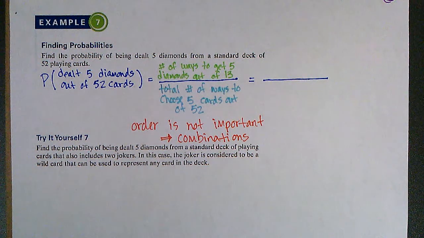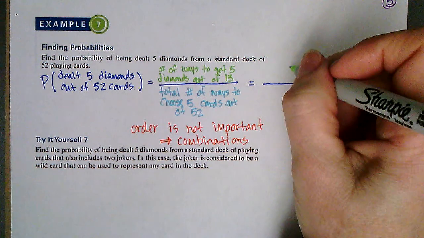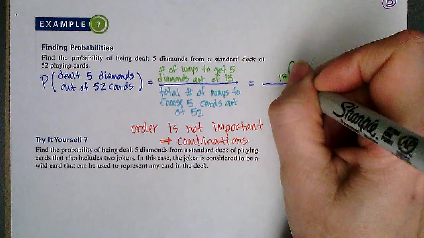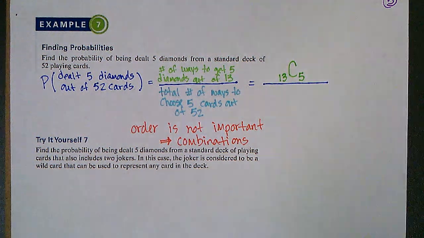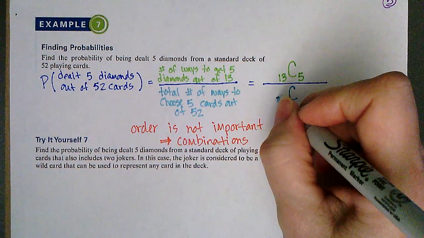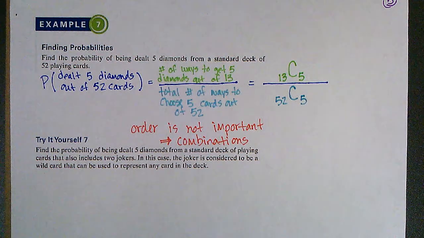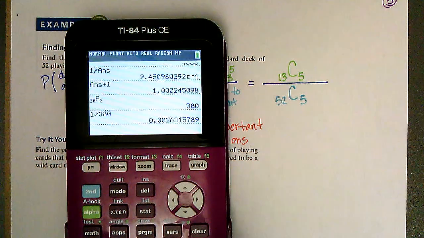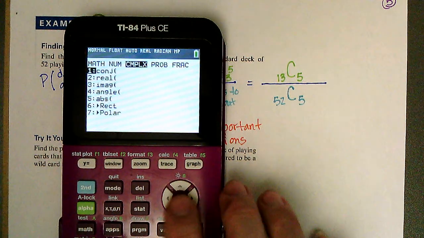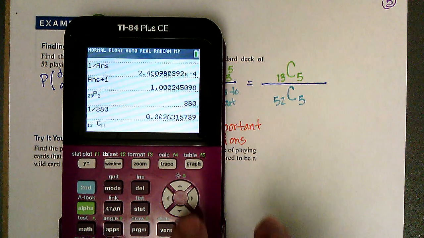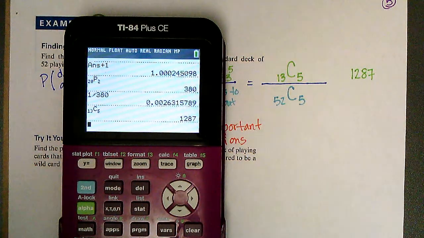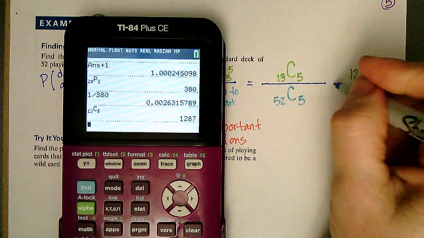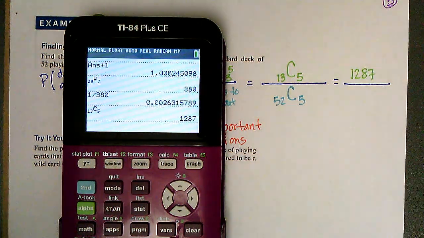So the number of ways for me to choose 5 diamonds out of 13 is going to be a combination. I have 13 objects and I'm choosing 5. And the number of ways for me to get 5 cards total out of 52 will be a combination. I have 52 objects and I'm choosing 5 of those. I'm not writing this one out. This is one I'm going to just go ahead and get in my calculator. So I'm going to do the combination, 13 objects, choosing 5 of them. There would be 1,287 ways for me to choose 5 different diamonds when I have 13 diamonds to choose from.